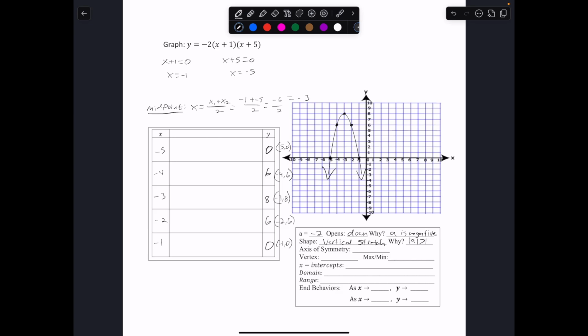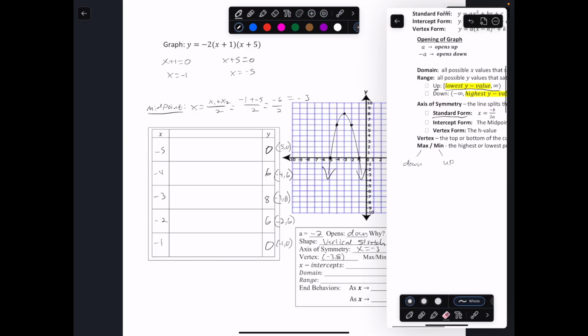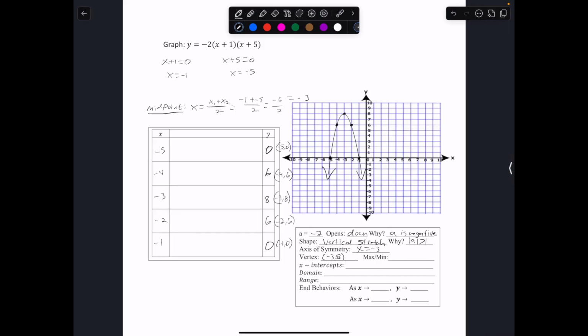The axis of symmetry, x equals -3. The vertex, -3, 8. Is this a min or a max? Well, let's recall the graph opens down, so this will be a max. The x-intercepts, where does our graph cross the x-axis? Well, we cross the x-axis at these two points. We cross here and we cross there. So -5, 0 and -1, 0.